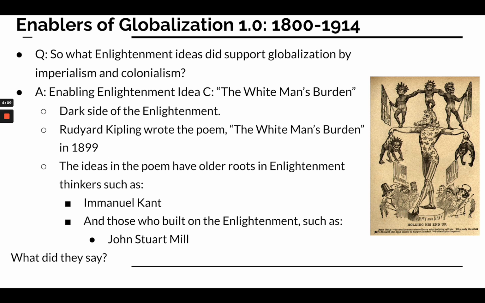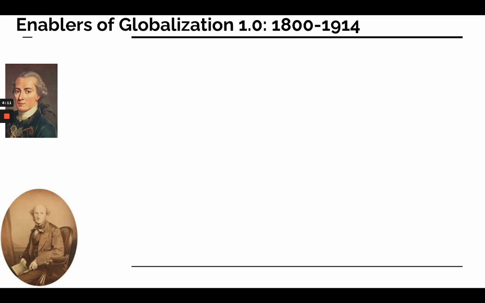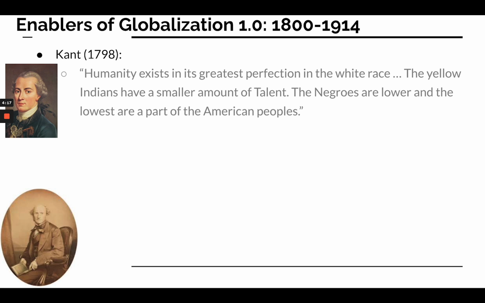So what did Kant and Mill have to say about this? Well, Kant, in his 1798 book on anthropology, wrote a couple of things. One, he said, humanity exists in its greatest perfection in the white race. The yellow Indians have a smaller amount of talent, the Negroes are lower, and the lowest are a part of the American peoples. And he would be talking here about the indigenous peoples of the Americas.